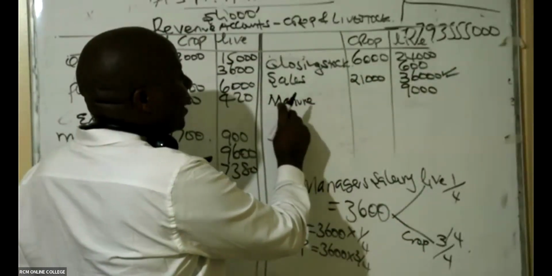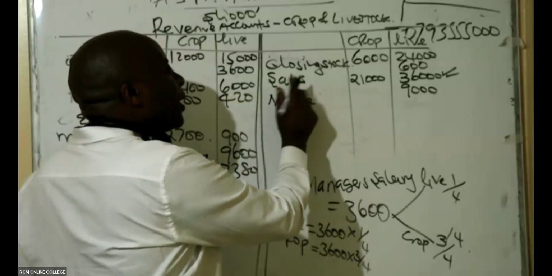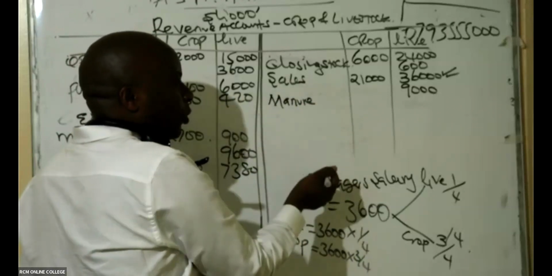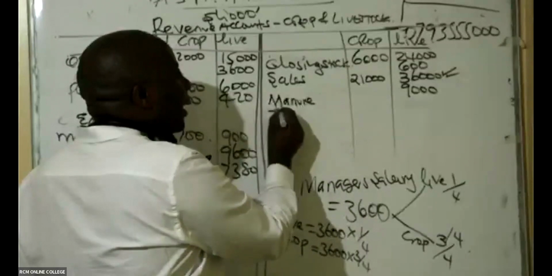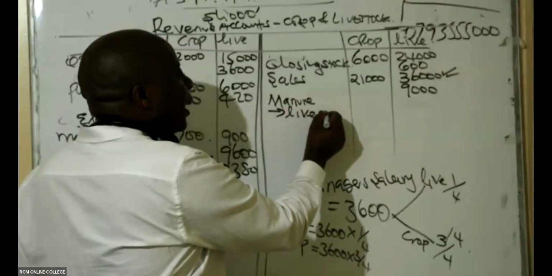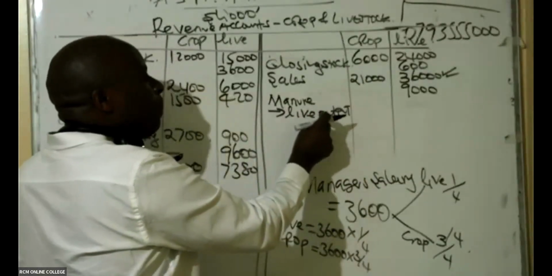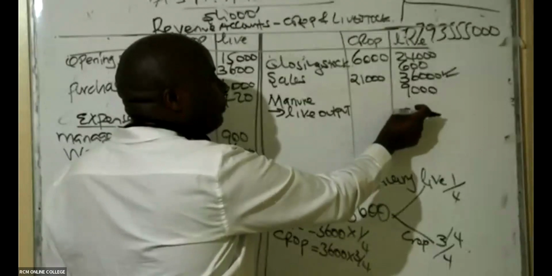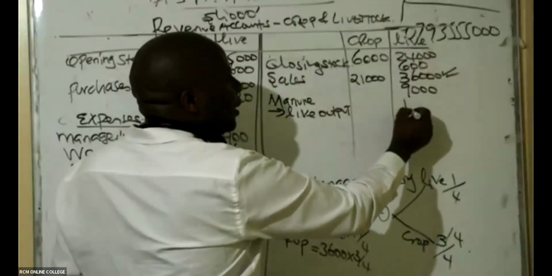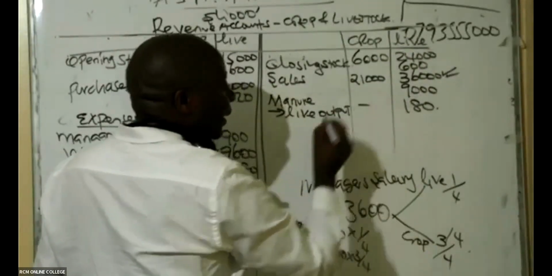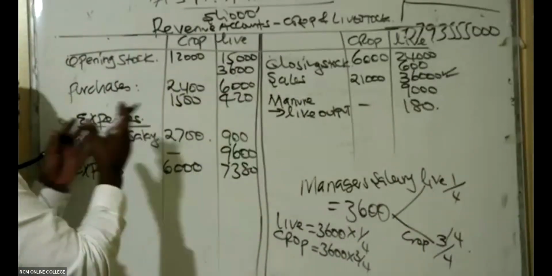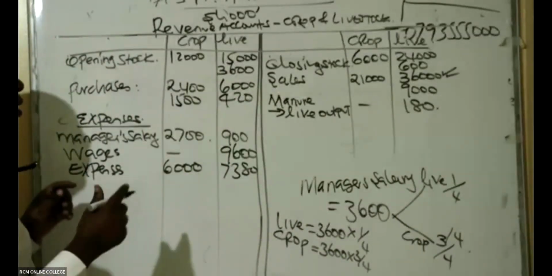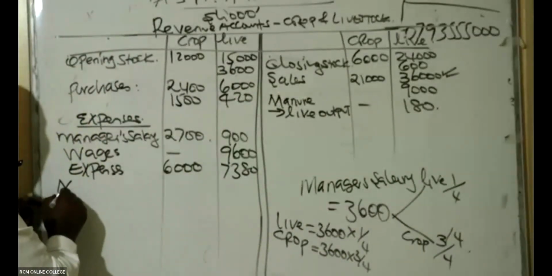So manure in this case here that was taken up. So this manure here, we are looking at an output here. So this is a livestock output. I'm going to pin it here in thousands. This is 180 like that. But now on the side of this other biological asset, which is the crop, we have here manure.